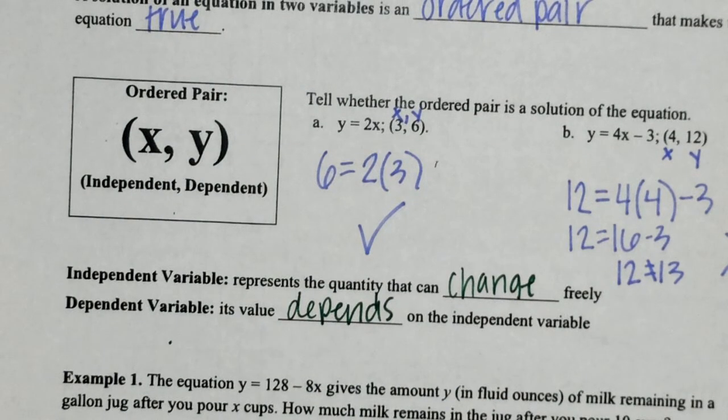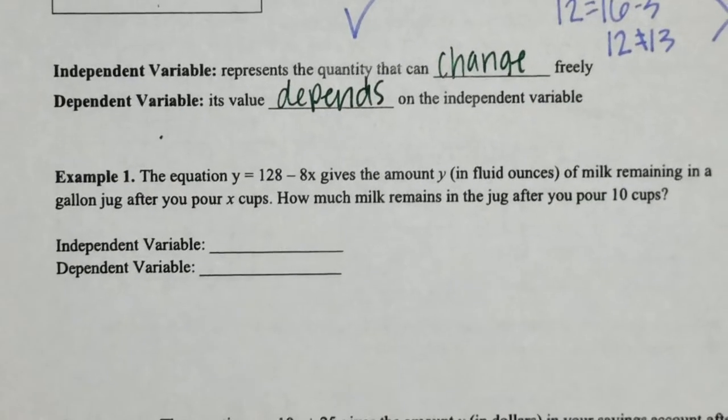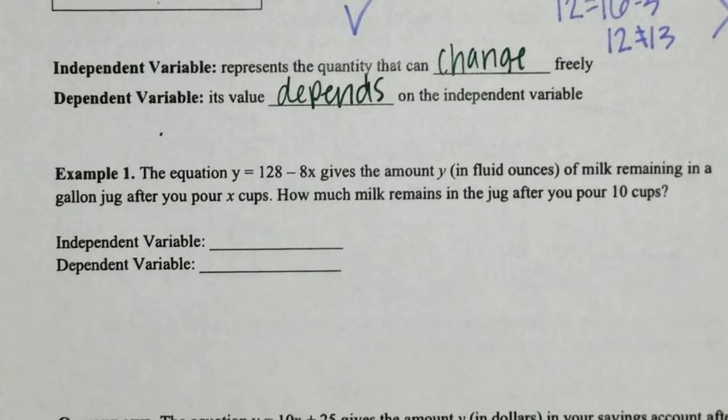Okay, Alex, stop. So the y depends on the x, which is why it's the dependent variable, because it depends on the x. Okay. So in this first example, the equation y equals 128 minus 8x gives the amount y of milk remaining in a gallon jug after you pour x cups. How much milk remains in the jug after you pour 10 cups?